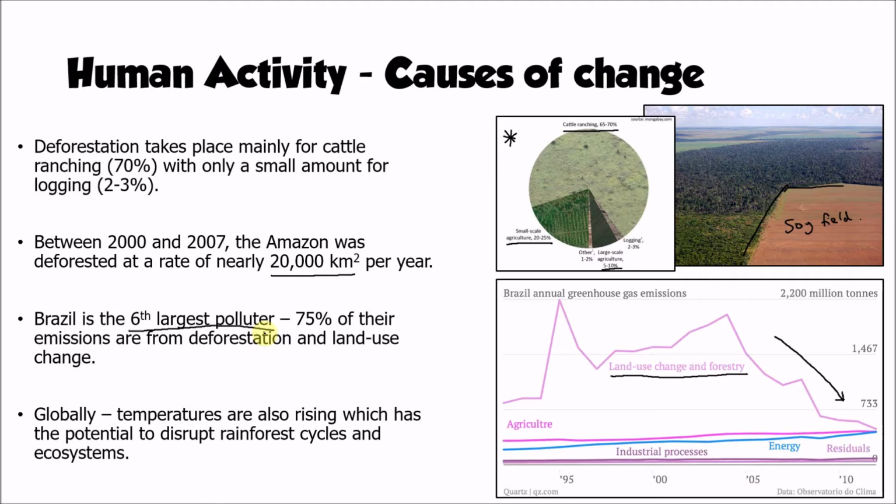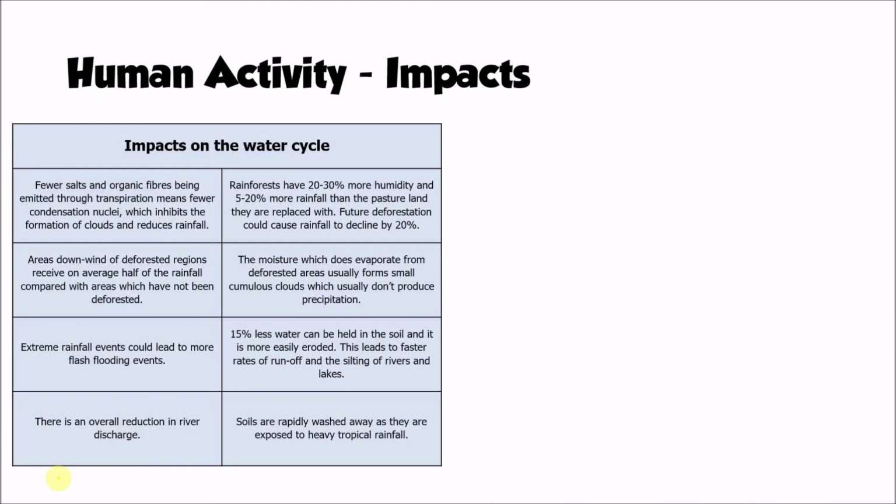The other complicating factor that we've got in terms of human activity is that global temperatures are also rising, and that climate change has the potential to disrupt the carbon and water cycles and the ecosystems within the rainforest. So if we now start to consider some of the impacts that these changes will have on both the water cycle and on the carbon cycle, we'll start by thinking about the impacts on the water cycle.